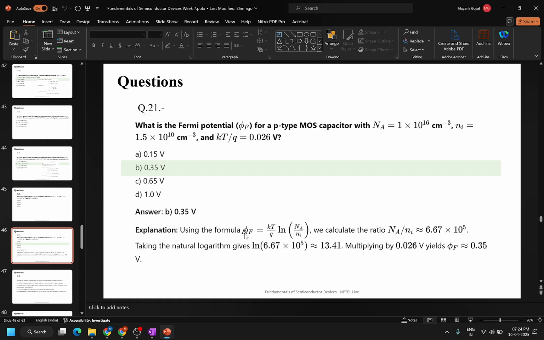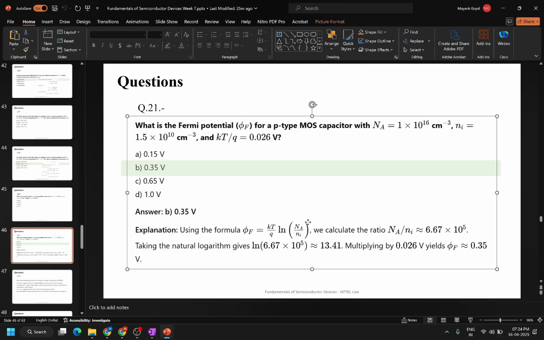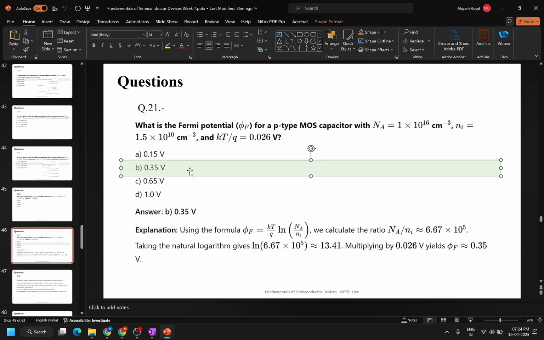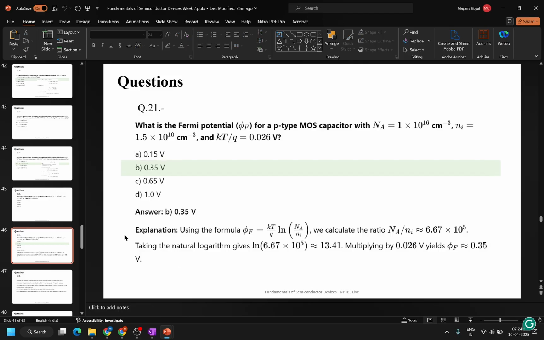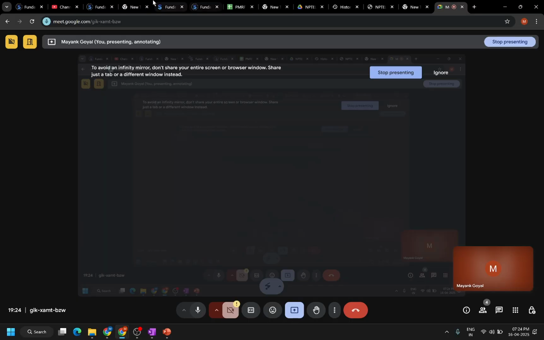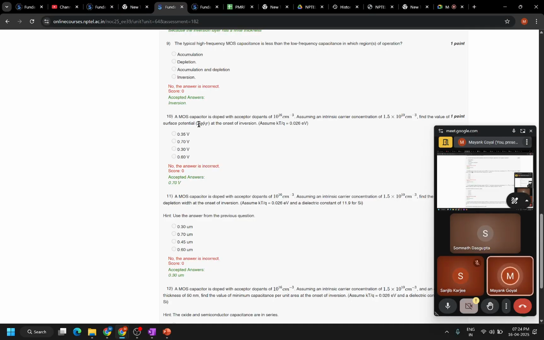And then you use the formula phi F equals KT by Q ln Na by Ni. If you solve this, the phi F you will get is 0.35 volts. And in the question you are asked 2 phi F, which will be 0.7, double of 0.35.